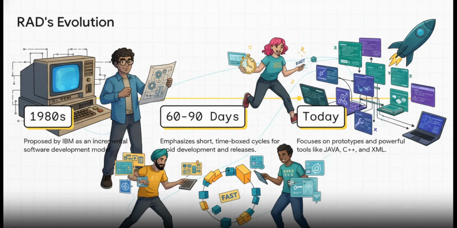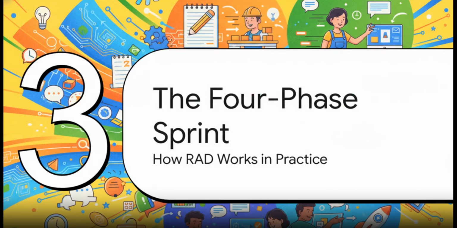That's it. And today, that same idea is alive and well, but it's been supercharged by powerful programming languages like Java and C++. These are perfect for creating reusable chunks of code, which is what really makes this whole thing so fast. The focus shifted from writing endless documents to building actual working prototypes, things you could see and touch, not just read about. Okay, so that's the what and the why. But how does it actually work? Let's get into the nitty gritty and break down the four phases of a RAD sprint.